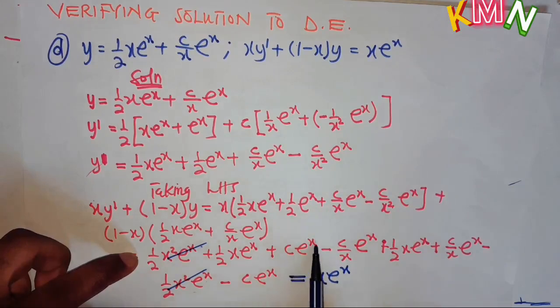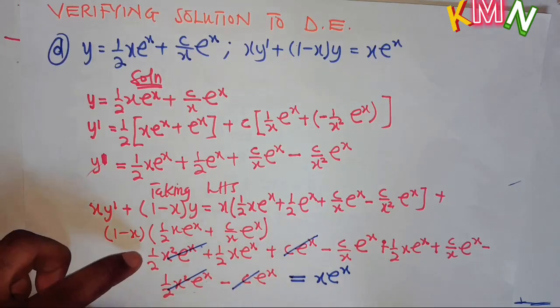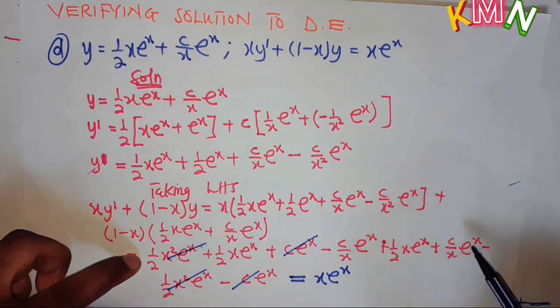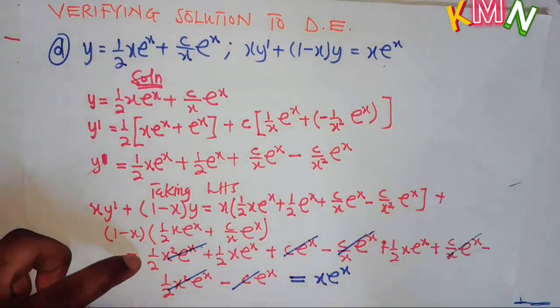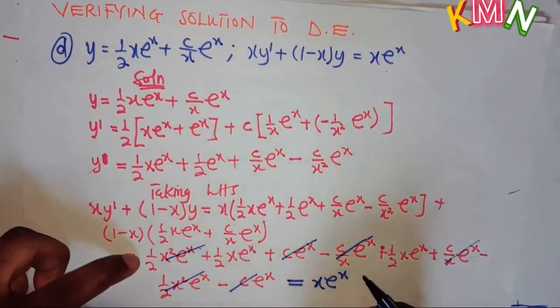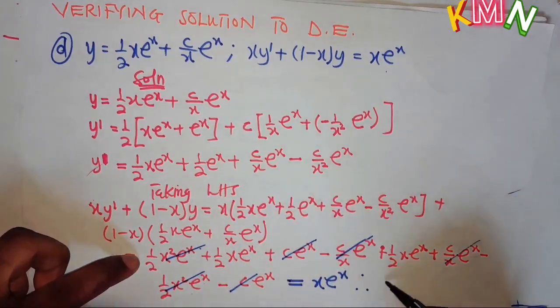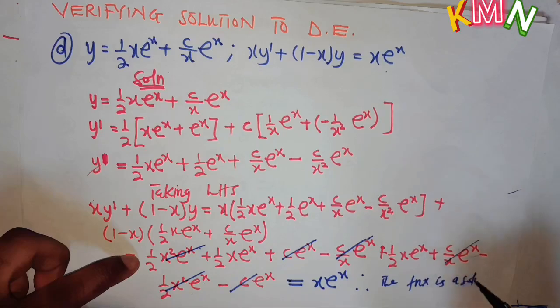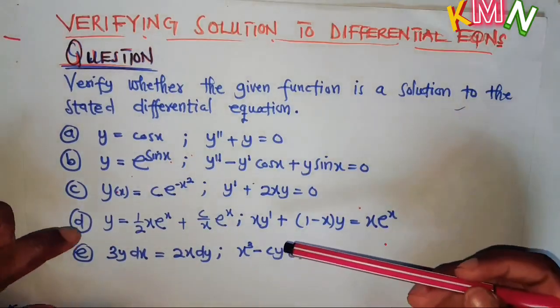Now our c e power x is the same as negative c e power x here. So that also is off. And finally, our negative c on x e power x is the same as the positive over here. So this positive is negative. So go. Hence, we have gotten the left hand side. That's what we have here. So therefore, the function is a solution.